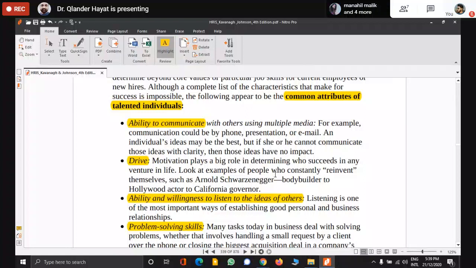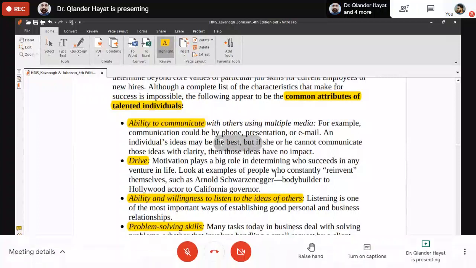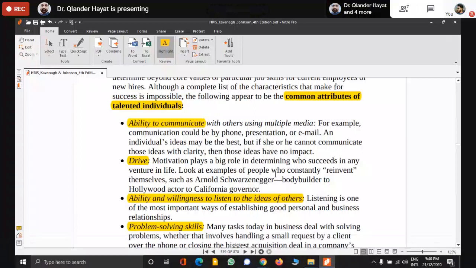The third common attribute of any talented individual is related to the ability and willingness to listen to the ideas of others. Students, are you listening to me? Yes, sir. And are you understanding the concepts which I'm going to describe to you? Yes, sir. This ability to listen is also a common attribute of talented individuals. If you have the ability to listen to the ideas of others, then you are a talented individual. So try to build the ability and willingness to listen to the ideas of others.